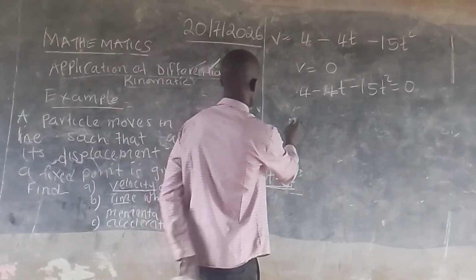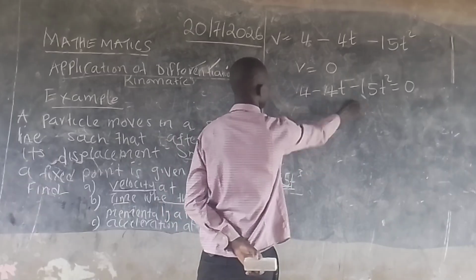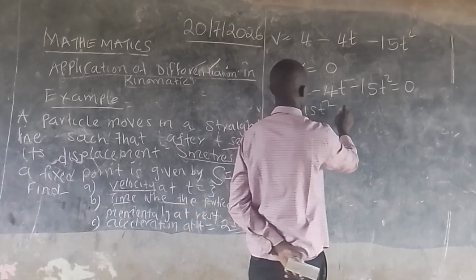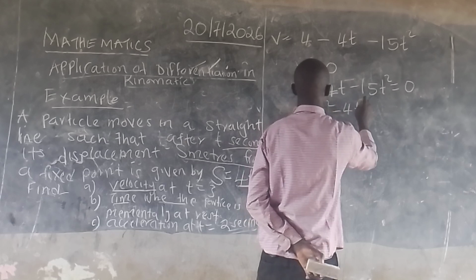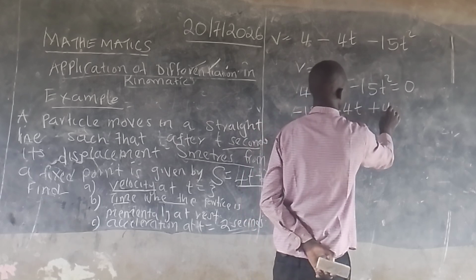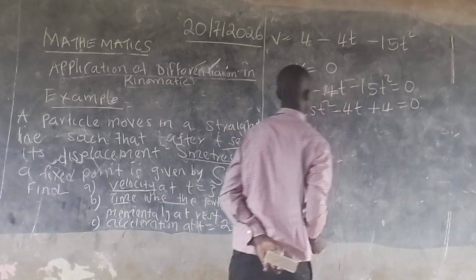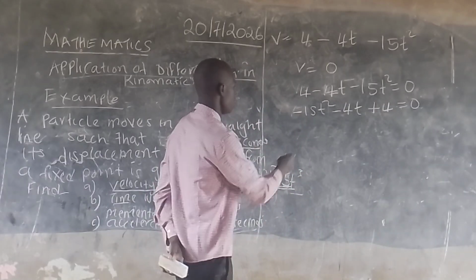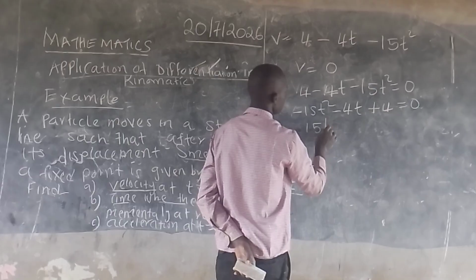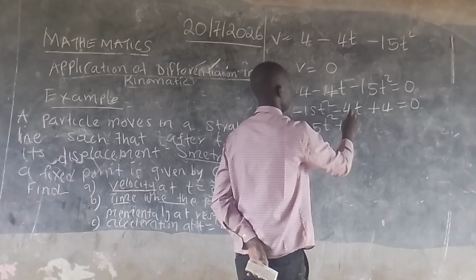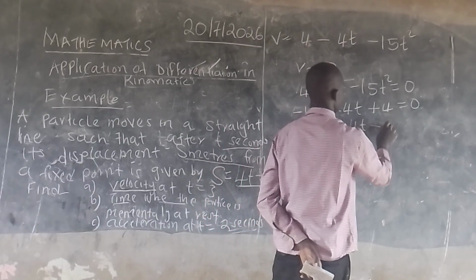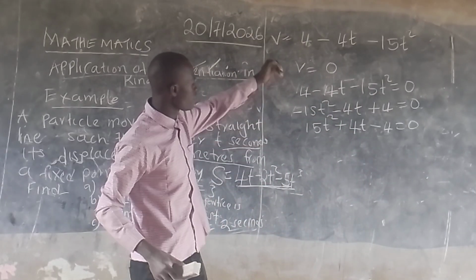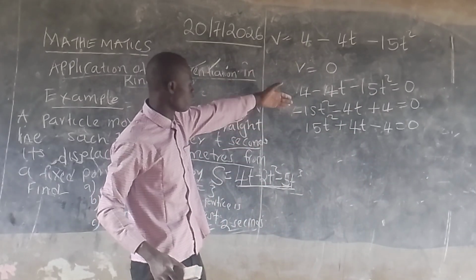Therefore we have negative 15t squared minus 4t plus 4 equal to 0. We remove this negative sign on the outer side. It remains 15t squared plus 4t minus 4 equal to 0. So we solve this quadratic equation. We have so many methods that we can use to solve this quadratic equation.